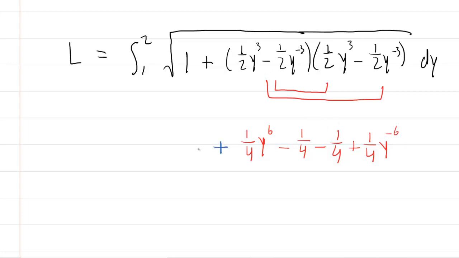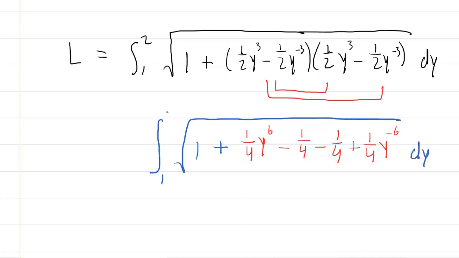We still have this +1. Well, we still have a lot of stuff, don't we? We still have the square root, and on it goes. Okay, so now we have to continue simplifying underneath that square root.